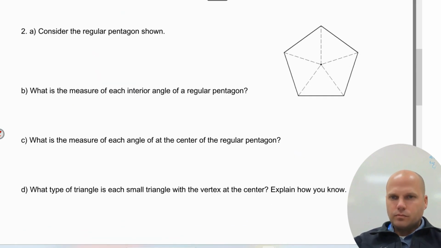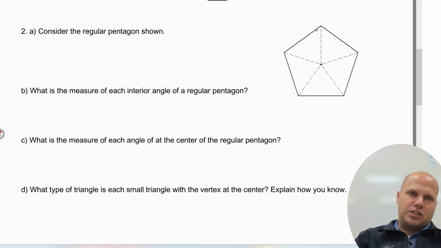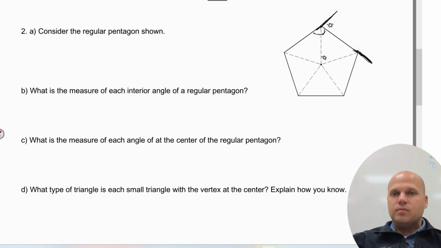Okay? Then we talk about exterior angles. Exterior angles, this is when things get a little bit more complicated, are the angles that create 180s with the interior. So here's an interior angle. Here'd be the exterior angle. What we find is that the exterior angles are actually equal to the central angles if your polygon is regular.